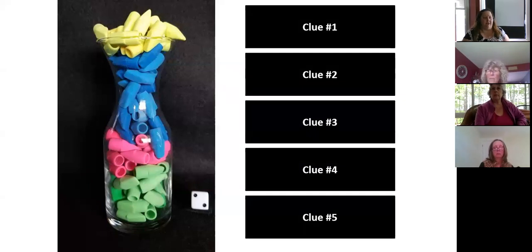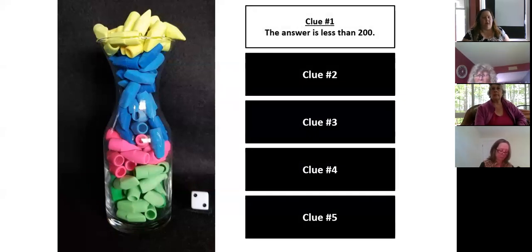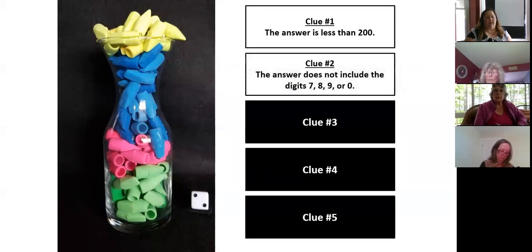So let's look through these clues. The answer is less than 200. Okay, so we know that it's less than 200, so maybe you give them a 200 chart. The answer does not include the digits 7, 8, 9, or 0. Okay, so it's not in the hundreds place, it's not in the tens place, and it's not in the ones place. So there's no 7, 8, 9, or 0.